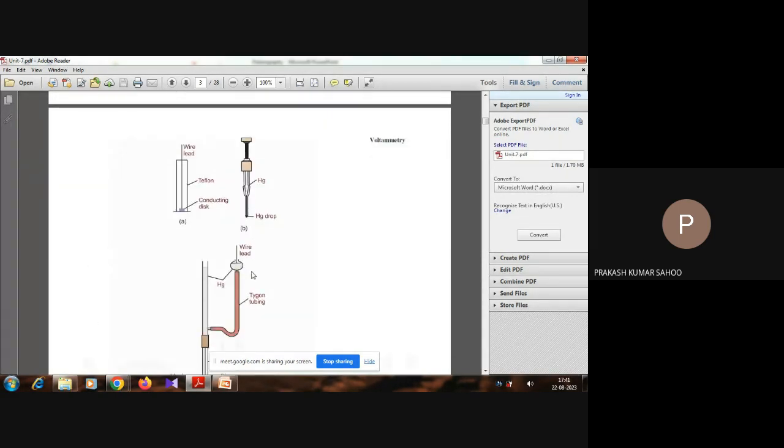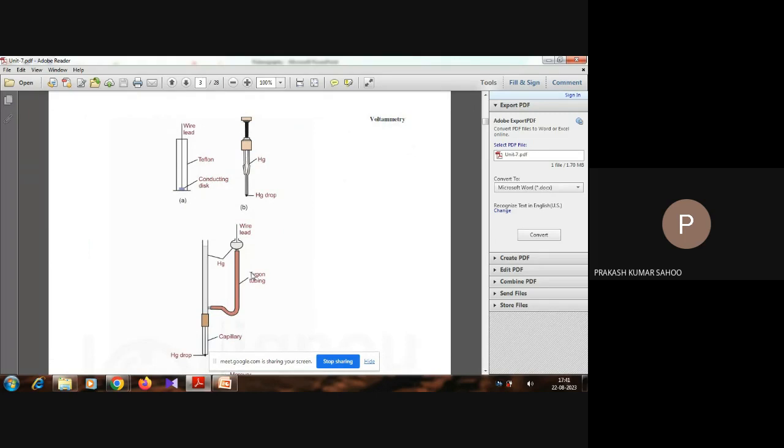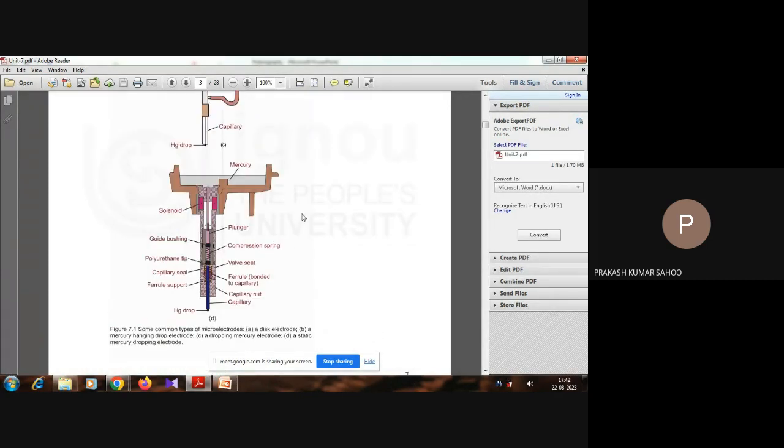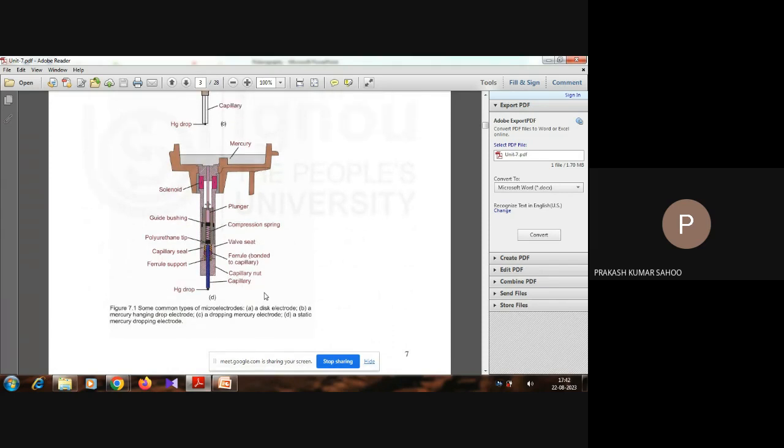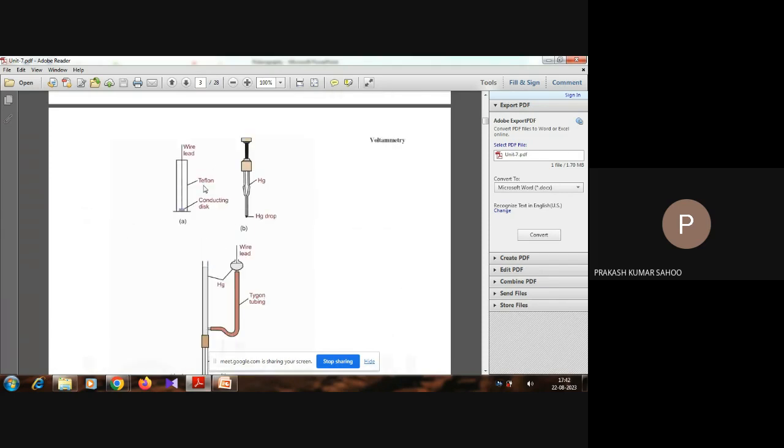So these are the electrodes, the working electrodes generally used in voltammetry or polarographic techniques. The first one is the disc electrode, in which the conducting disc is here. This is just a plastic, that is Teflon, and this is a lead wire, which is used as the working cathode or working electrode.